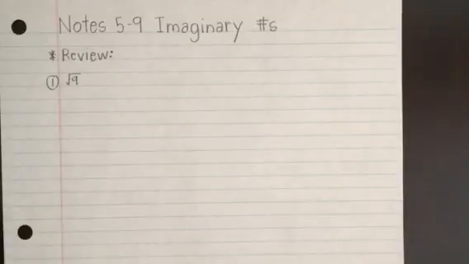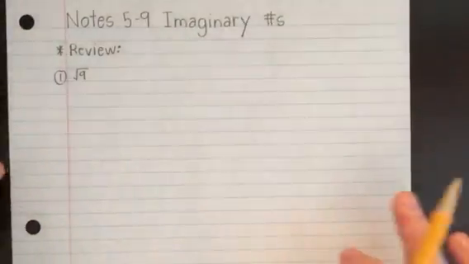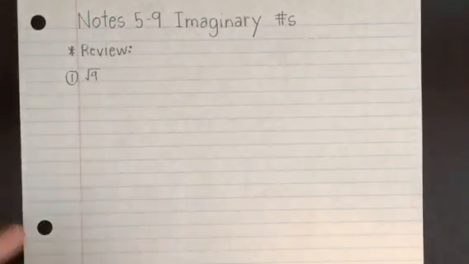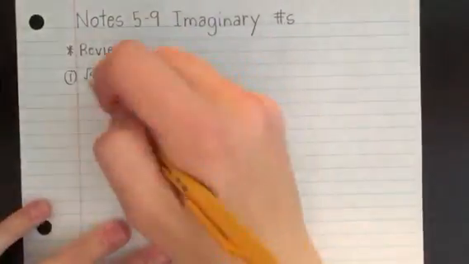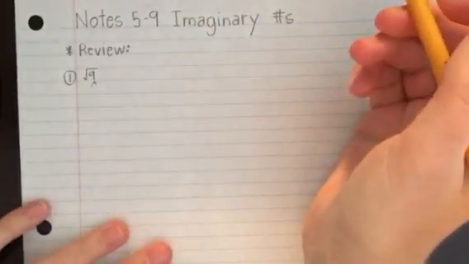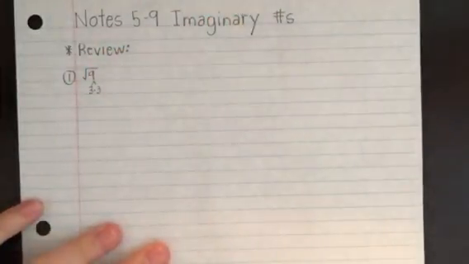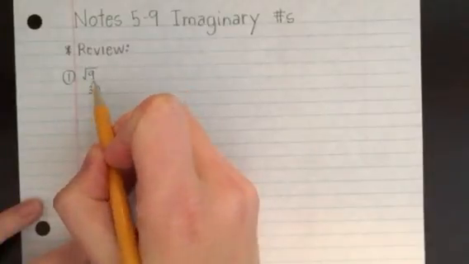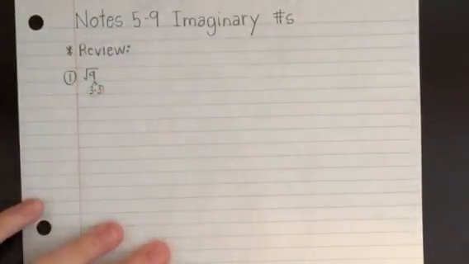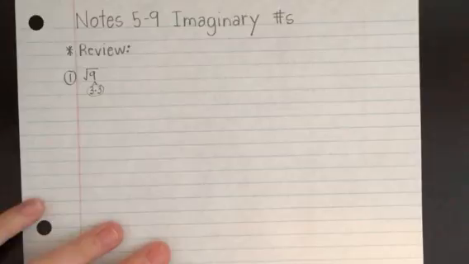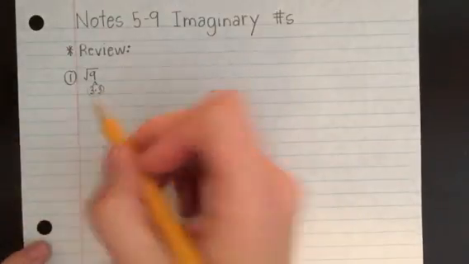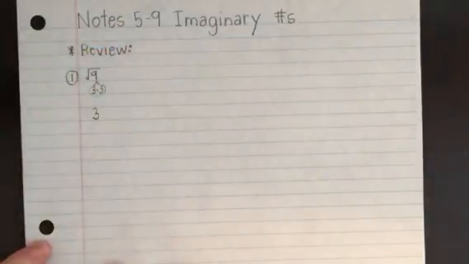Today we're looking at notes 5-9, imaginary numbers. Before we get to that, we need to review a couple of things about taking the square root. As we've discussed before this year, the square root of 9 is 3 because 9 is 3 times 3, and when you have a pair of two numbers that are the same being multiplied together, that's when you can take it out of the square root. So the square root of 9 equals 3.